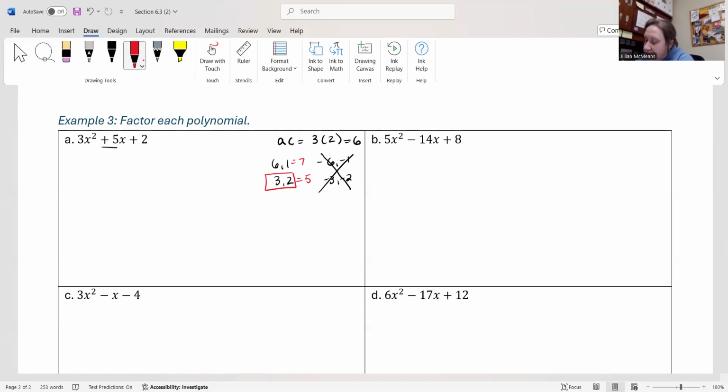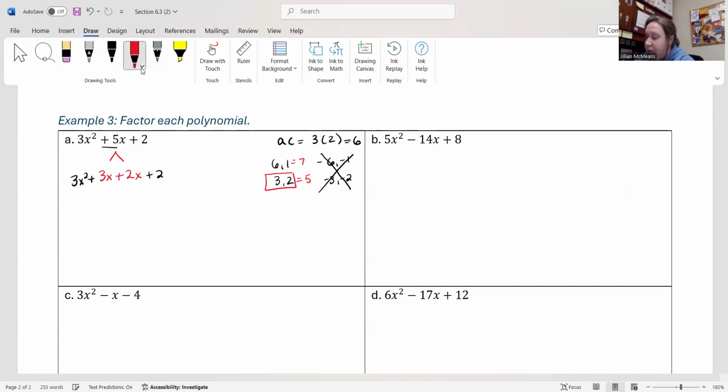Okay, so what we end up doing is we break down 5x. We want to write 5x as positive 3x plus 2x. You could also write this as 2x plus 3x. Doesn't matter the order, just make sure the sign in front of the term is correct. And then I just bring down the rest of the problem. So I have 3x squared plus 3x plus 2x plus 2.